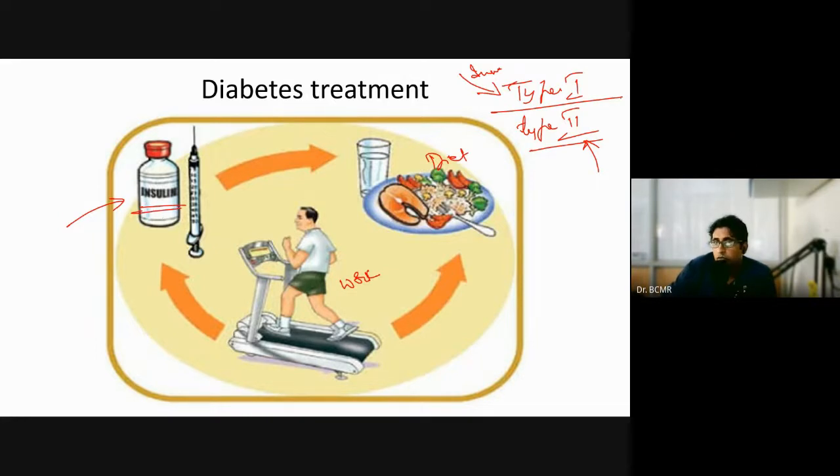For diabetes 2, there is no point of giving more insulin, because the person is already, the cells are, it is about insulin resistance.